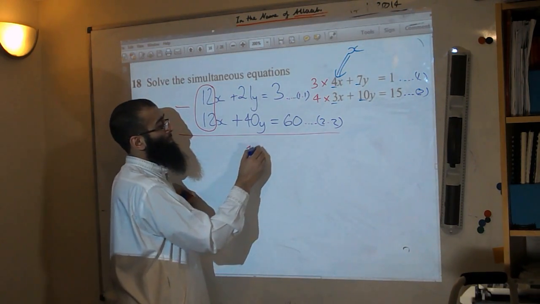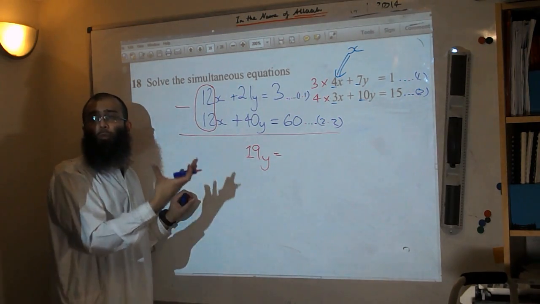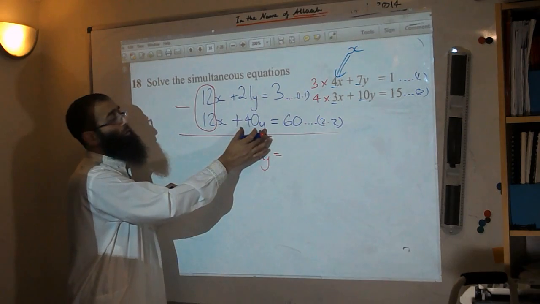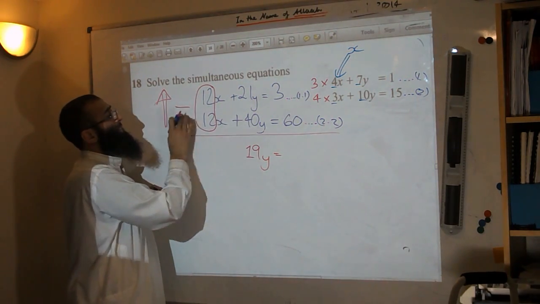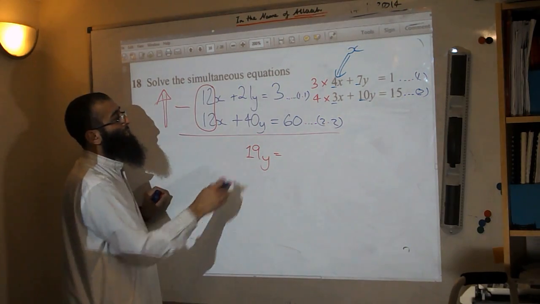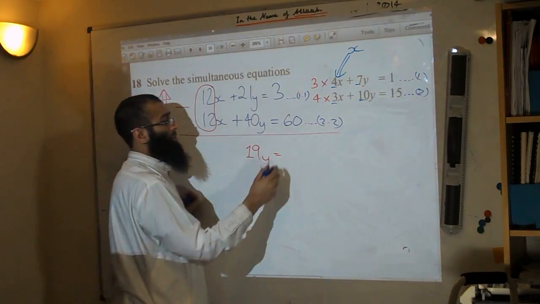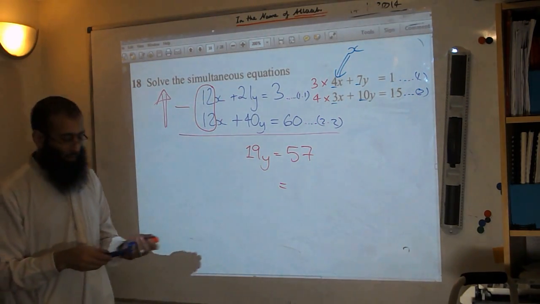19y. The whole point of going up is that we wouldn't get a minus answer. It's 40, that's going up, plus. 40y take away 21y gives you 19y. Next is 60 take away 3, we're going up. 57. Okay, now read the answers through.